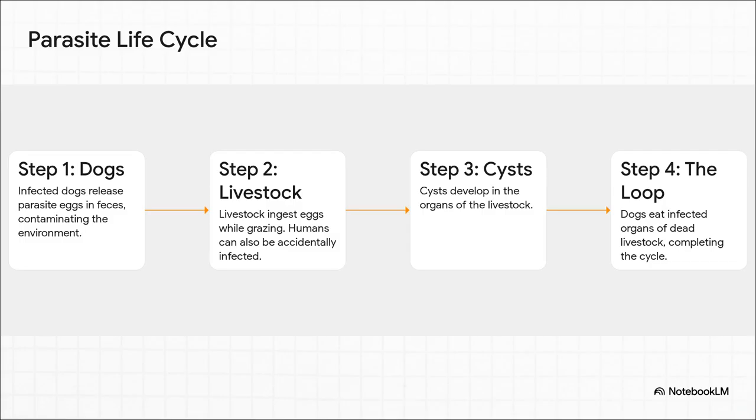So how does this nasty parasite keep itself going? Well, it's all about this life cycle. It starts with an infected dog, which releases parasite eggs into the environment through its feces. Then, an animal like a sheep comes along and accidentally eats those eggs while it's grazing. Inside the sheep, these eggs develop into cysts in its organs. And here's the crucial final step. When that sheep dies, if a dog eats or is fed those infected organs, the dog gets infected, and the whole vicious cycle starts all over again. Humans, by the way, can get caught in this loop by accident too.